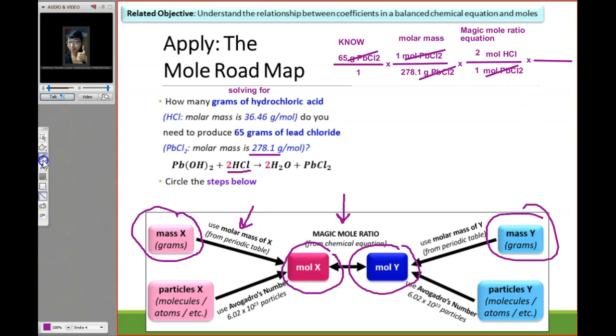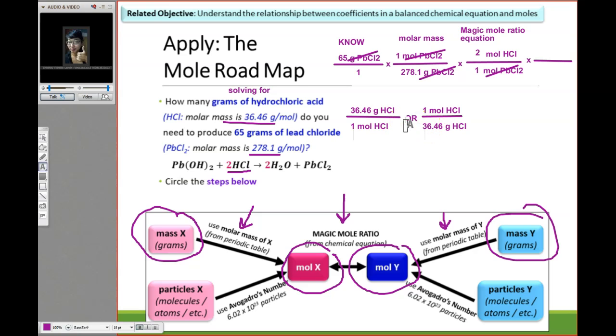Remember, taking a look here, we said we need the molar mass of HCl. So here's our molar mass of HCl. It's 36.46 grams per mole. So I can write it as a fraction, 36.46 grams of HCl, all divided by 1 mole of HCl, or I can flip it. So we need to figure out which one we should use. So I can also do 1 mole of HCl divided by 36.46 grams of HCl. Okay, so I can use either of these.